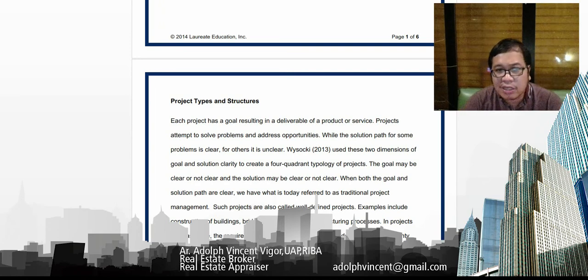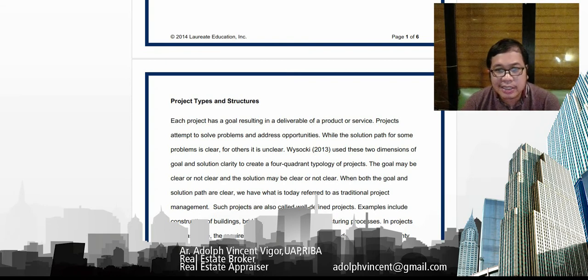When both the goal and the solution path are clear, we have what is today referred to as project management. Such projects are what you call well-defined projects. Examples include construction of buildings, bridges, and setting up processes. It's well-defined, class, because when you do construction projects, you have an idea when to start and when the project will end. You have an idea what type of materials you're going to use and how much manpower you're going to need for the project.